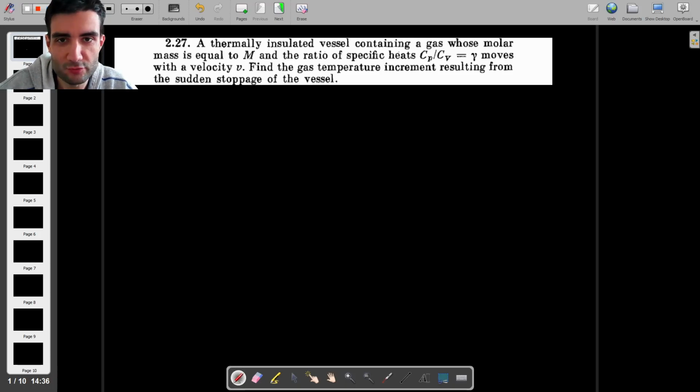Here's a relatively straightforward thermodynamics problem which looks at energy conversion. So we're dealing with a vessel which is moving with a velocity v at first, and then when the vessel stops, all that kinetic energy gets converted into, well, something, and we'll look at what exactly that is. And that will result in changing the temperature of whatever's inside the vessel, of that ideal gas.